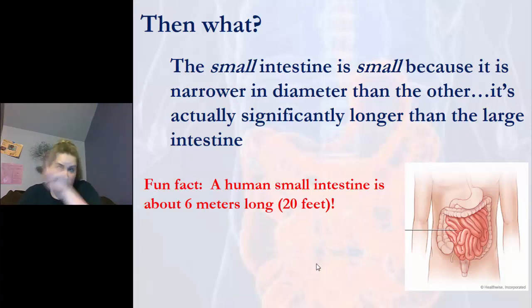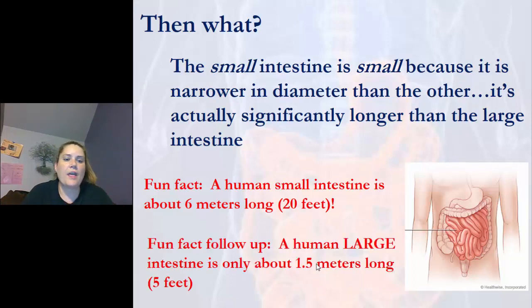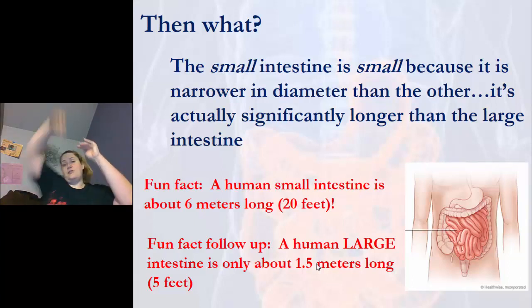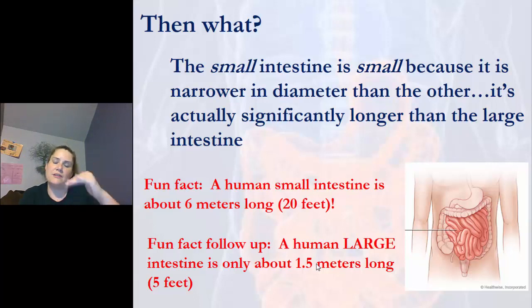That's bananas. And it's super tightly coiled, just like your DNA and your chromosomes. But a human large intestine is actually only about 1.5 meters long, so about 5 feet. So it's about as tall as me. So you've got me versus 4 of me. Okay, so the small intestine is not small then because it's short.